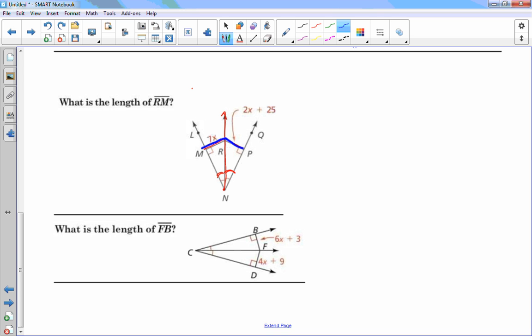What does equidistant mean? Equal. Right? Equidistant means equal. So let's put them equal to each other. 7x equals 2x plus 25. Equidistant means equal in distance. So we can set them equal to each other. Find x and then plug it in.